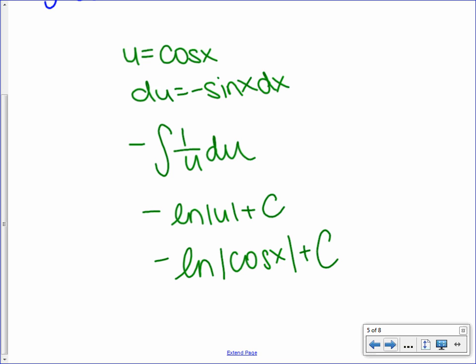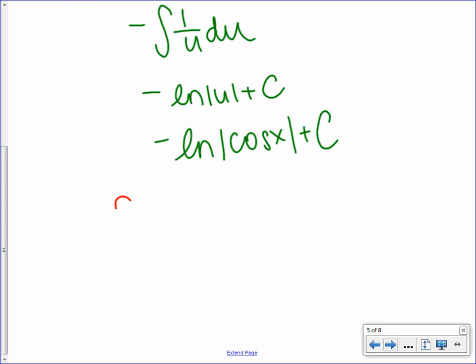Jimmy, what did you get for your answer? The same thing, but you take out the negative and put in sine x. You take out the negative. So we have to only have two things.